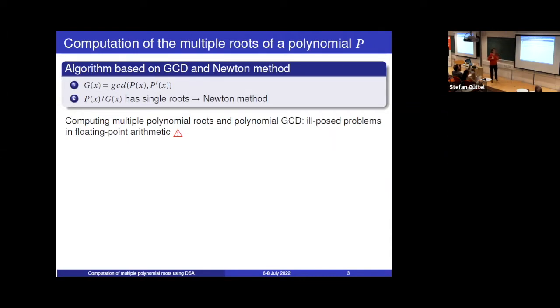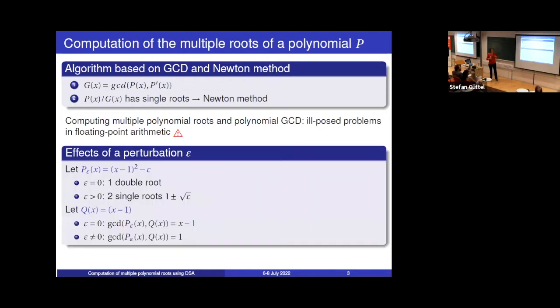But actually, computing multiple polynomial roots and polynomial GCD are ill-posed problems in floating point arithmetic. And if you have a small perturbation, epsilon, it may have bad effects. So for example, in this first example here, because of epsilon, you can go from one double root to two single roots. And sometimes because of this epsilon, the GCD can have a wrong degree.